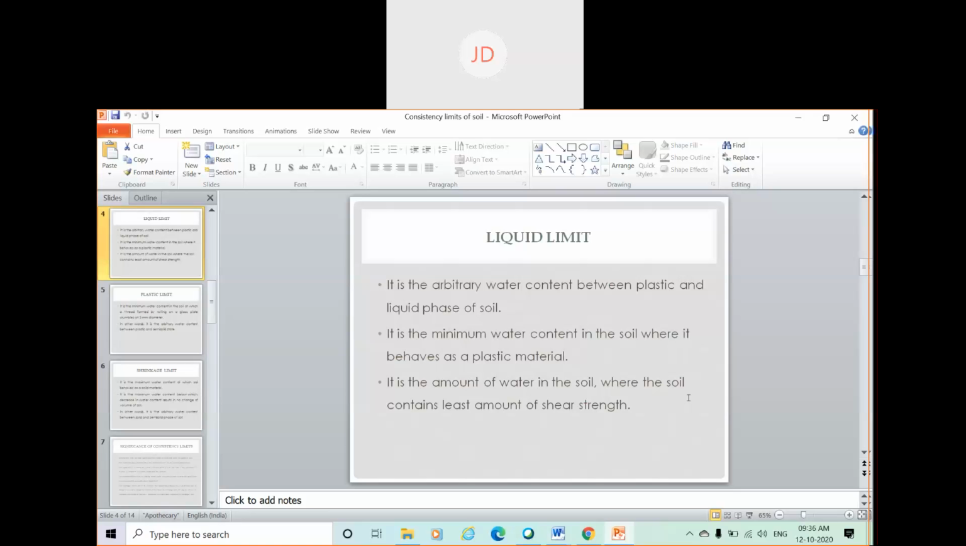One was already discussed in the ERP. It is called the Casagrande method to determine liquid limit of soil. Another method is the cone penetration test for determination of liquid limit. You can also go through your textbook to find out how to determine the liquid limit.